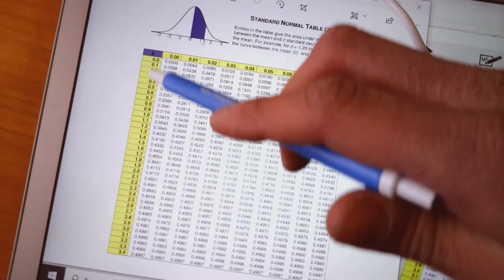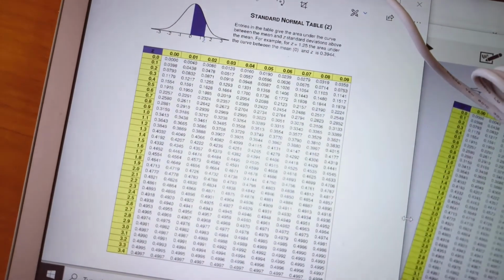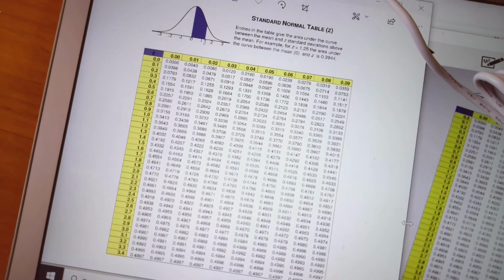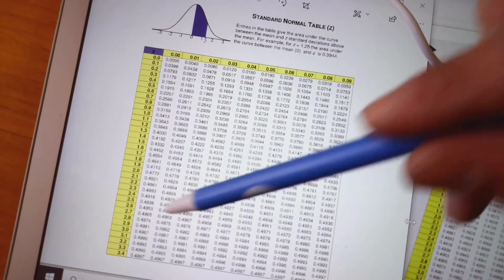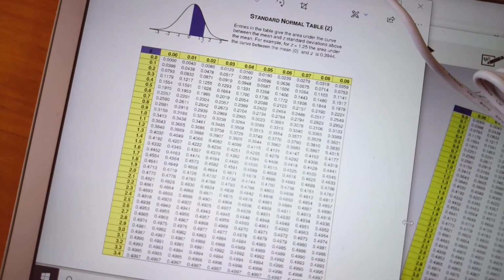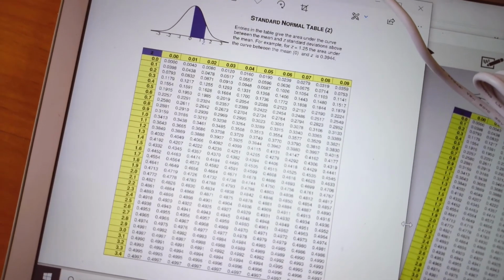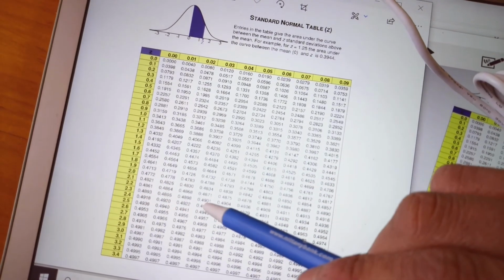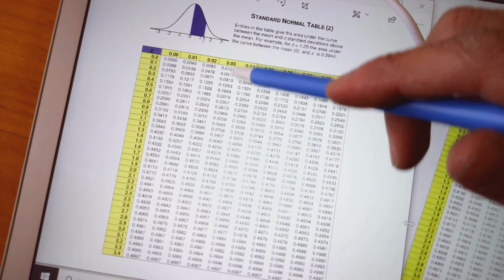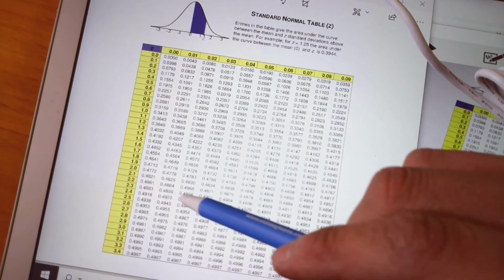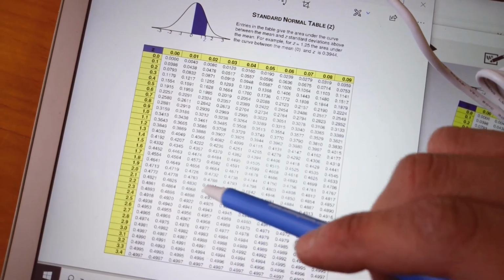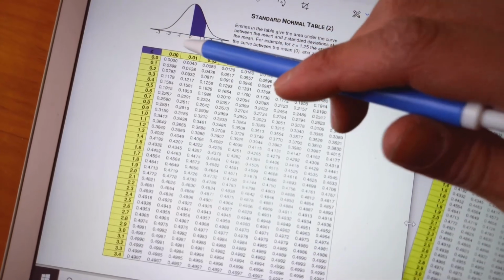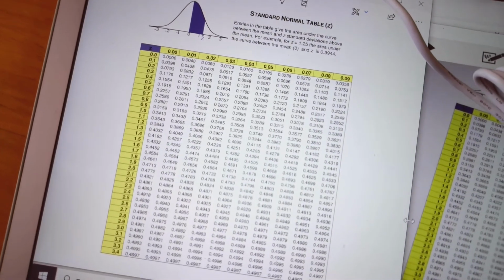So again, the first two digits here are going to be the first two digits in your z-score. With a z-score of 2.33, our first two digits are a 2 and a 3, so it's 2.3. Our third digit, 2.33, is also a 3. So we're going to go from 2.3 and we're going to go over here to this 0.03. Where these two things intersect, which happens to be a value of 0.4901, is the area under the curve between the mean and that z-score.